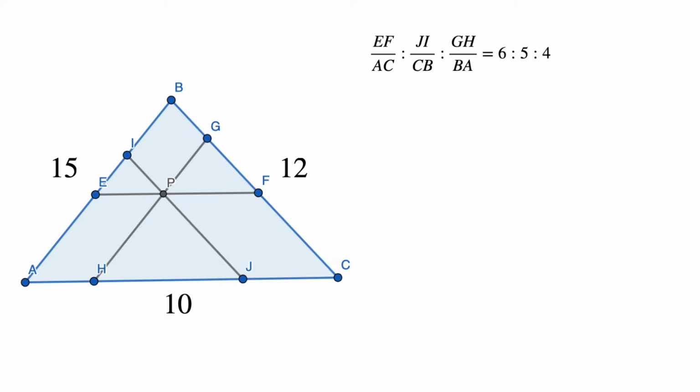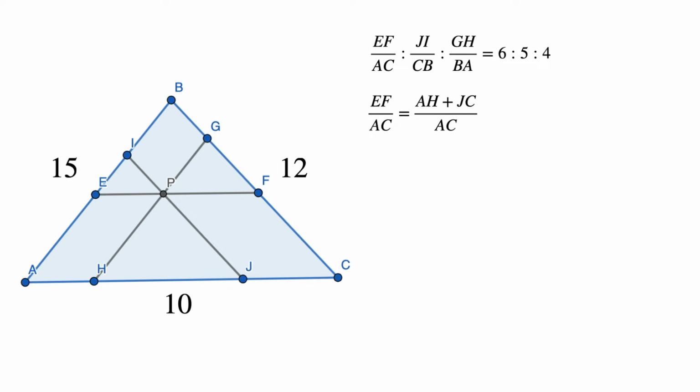And upon inspection, you can notice an interesting equivalence. In specific, that EF over AC is actually equivalent to AH plus JC over AC. The reason why EF is equivalent to AH plus JC is because EF here can be broken down to EP plus PF. And since GH is parallel to BA and EF is parallel to AC, quadrilateral EPHA over here is actually a parallelogram. This means that EP is equivalent to AH. Similarly, on this side, PF is equivalent to JC.